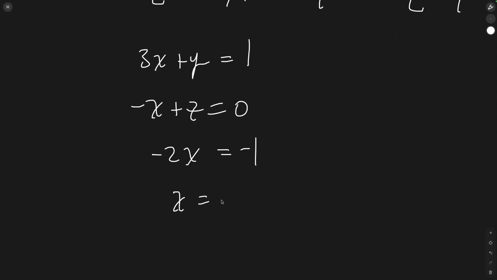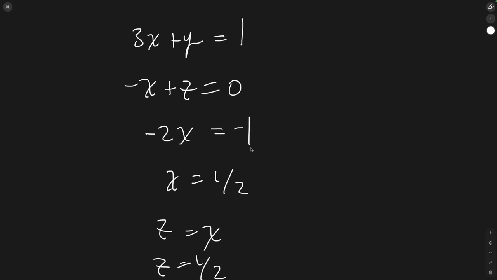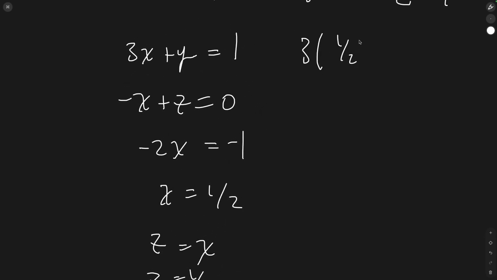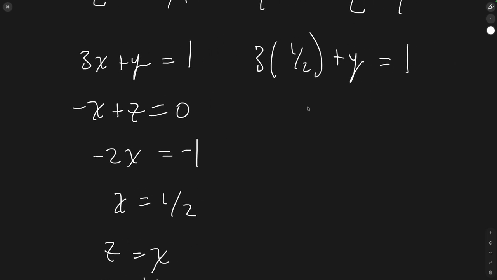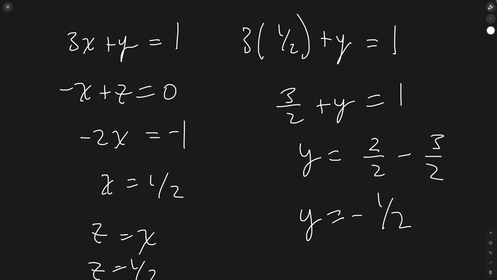So it looks like x is a half. And also, z is x. So that means z is also a half. And 3 times a half plus y equals 1. Which means 3 halves plus y equals 1. Which means y equals 2 halves minus 3 halves. That means y equals negative 1 half.